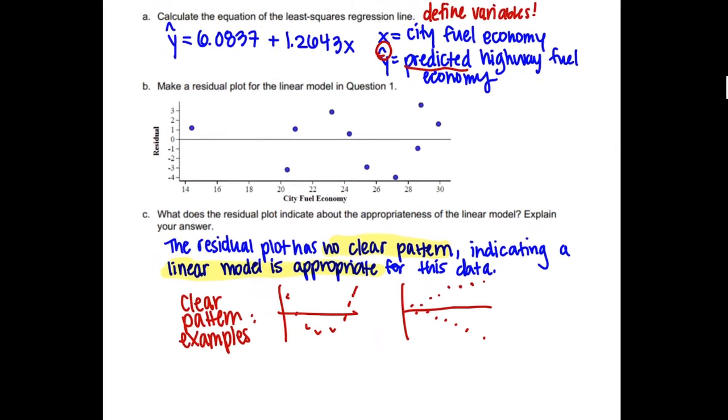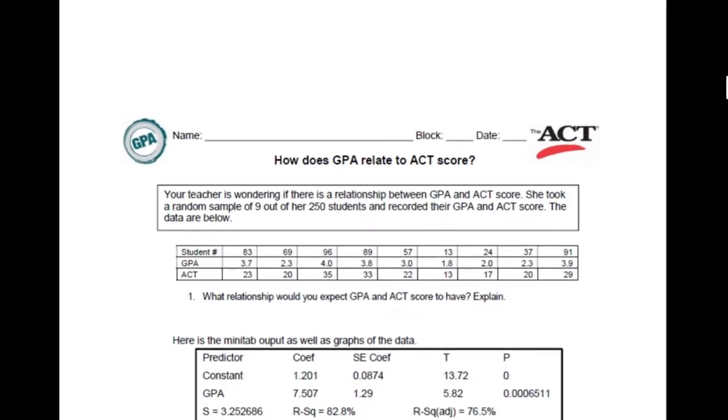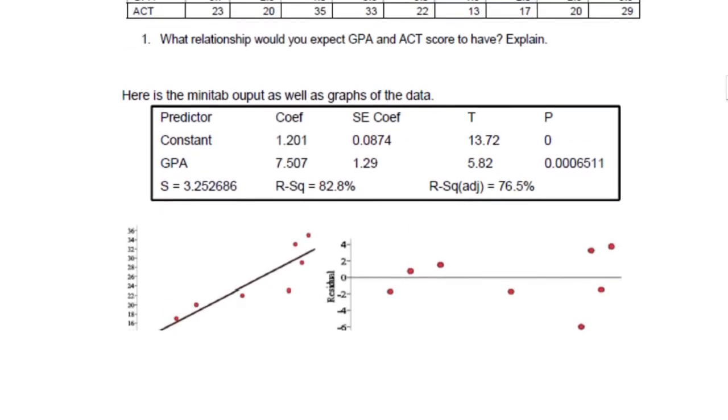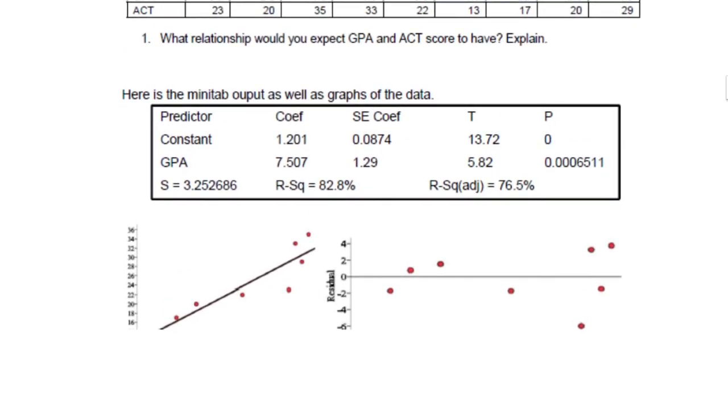Okay, so let's take out the worksheet. How does GPA relate to ACT score? You should be able to do numbers 1 through 3 on your own. So you can pause here and complete 1 through 3, just general review of linear regression with the equation, the table, and then the residual plots. Well, anyway, pause here. We'll go over in a second.